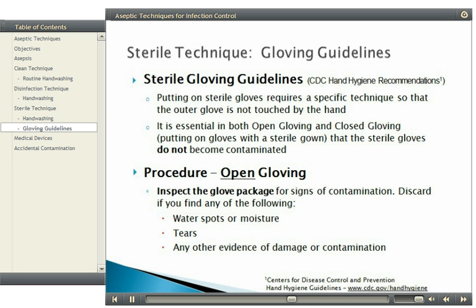Procedure. Open gloving. Inspect the glove package for signs of contamination. Discard if you find any of the following: water spots or moisture, tears, any other evidence of damage or contamination.